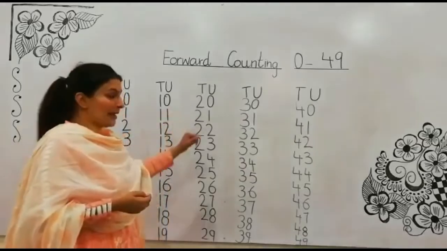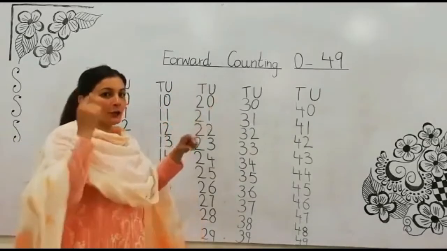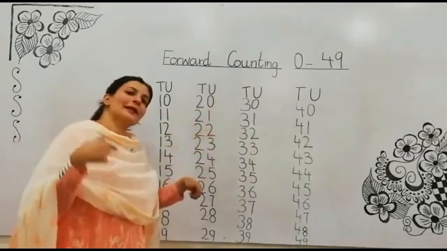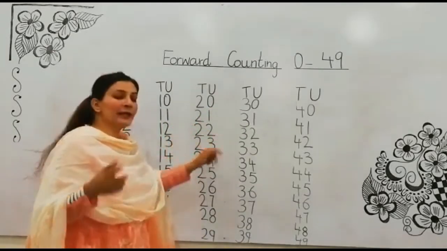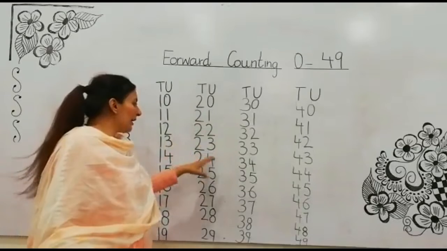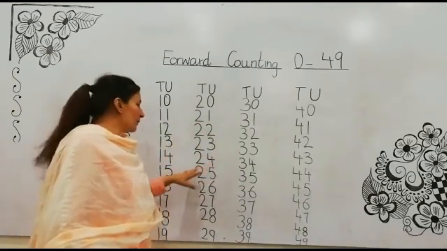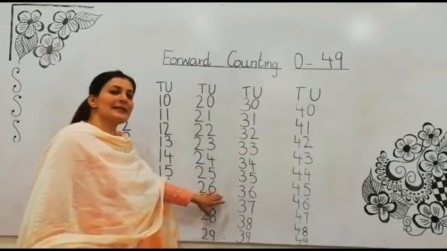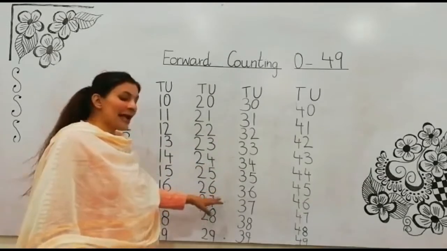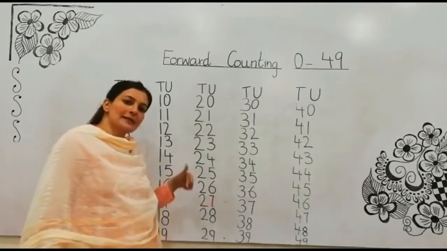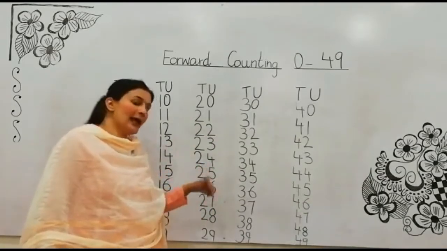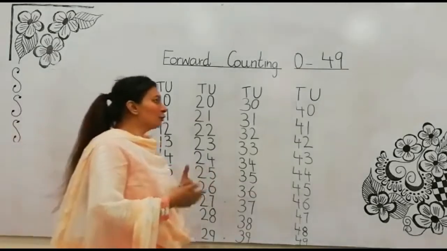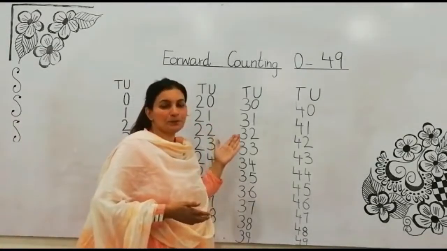Next, the family of 20. 20 and 1, 21. 20 and 2, 22. 20 and 3, 23. 20 and 4, 24. 20 and 5, 25. 20 and 6, 26. 20 and 7, 27. 20 and 8, 28. 20 and 9, 29. Now come to the family of 30.